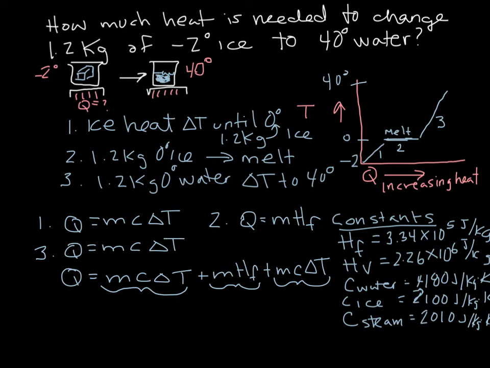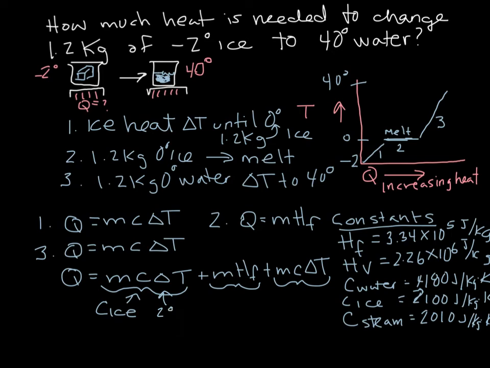Remember, mass is conserved throughout this process. So the mass is going to be 1.2 kilograms. What is it we're heating in step 1? In step 1, we are heating up the ice. So we're going to use the C of ice that you can find right here. It's on your equation sheet, 2100 joules per kilogram Kelvin. And how much temperature change is the ice experiencing? The ice is experiencing 2 degrees of temperature change.